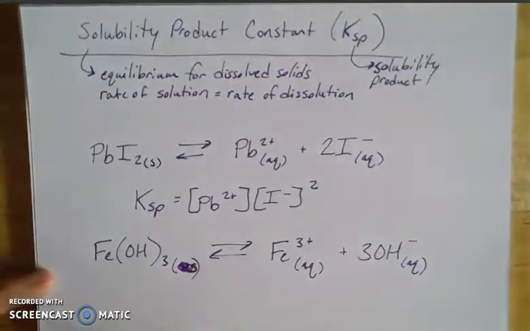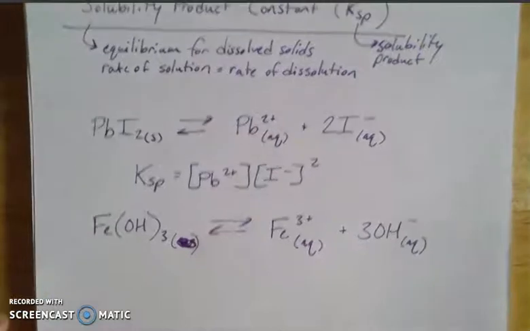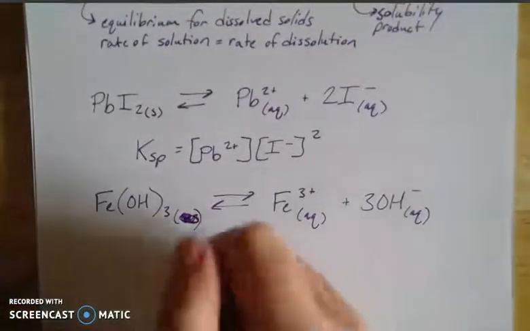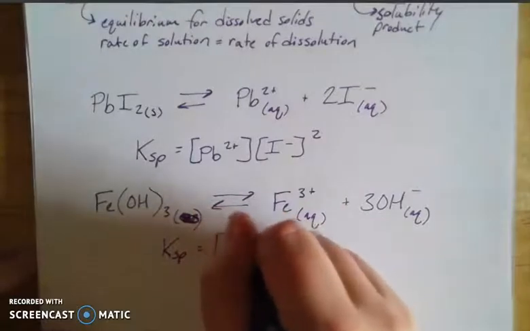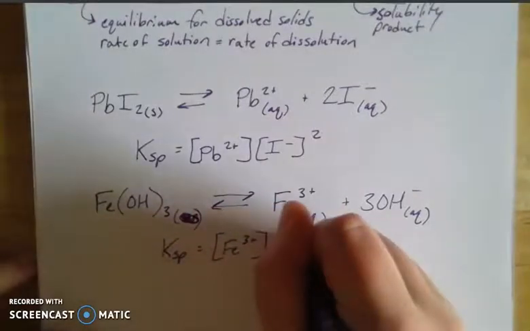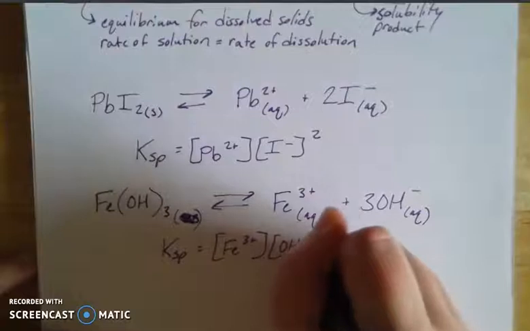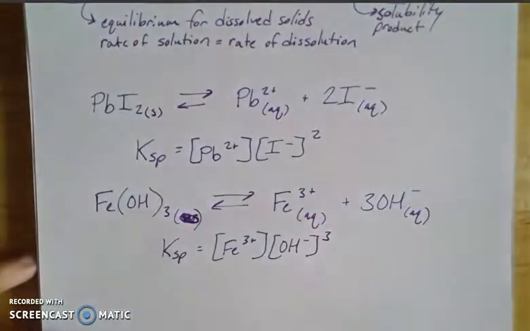So if I said, well, what is the expression for KSP for iron hydroxide? Then you would say, okay, well, KSP is equal to the concentration of my iron times the concentration of my hydroxide raised to the third power, right? And then I could look up that value. I could even calculate the solubility of these ions in solution, etc.